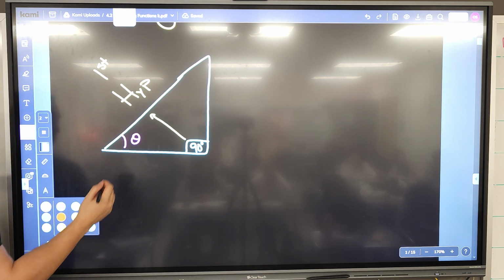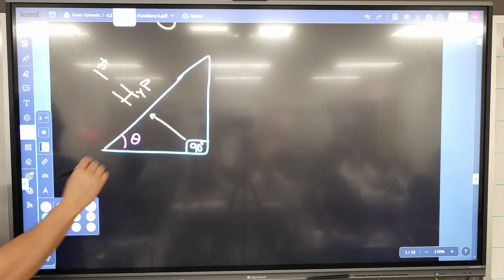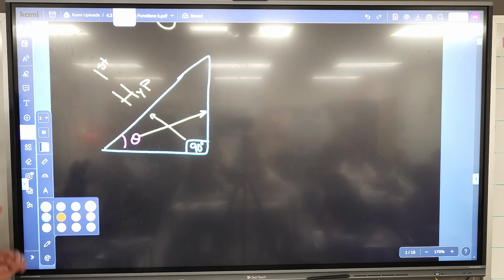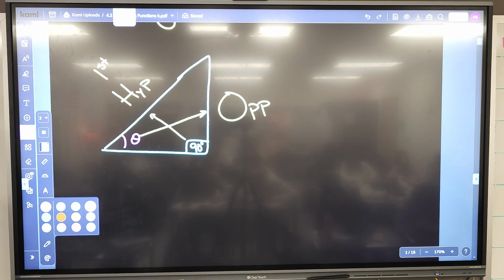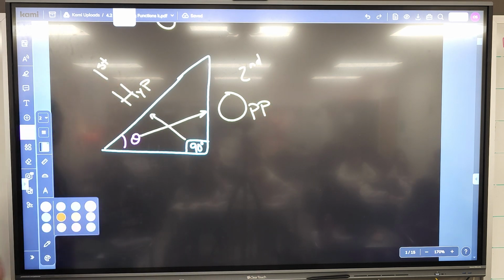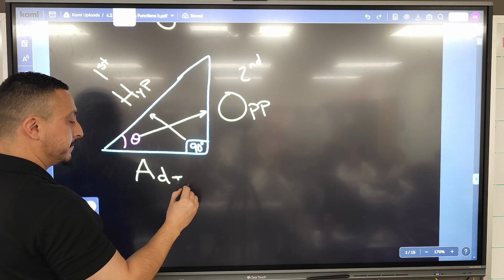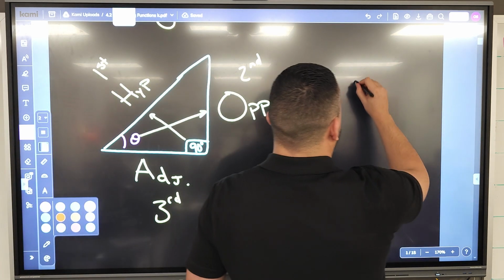The next one I would find is whatever angle you're focusing on. Right now we're focusing on this angle. Directly across from it is the opposite. That's your O. So whatever angle you're talking about, directly across from it, that's the opposite. I would always find this one second. And if you have those two, then just by common sense, the last one has to be adjacent. So I would do this one third. Just by default, that has to be your adjacent. That makes sense?